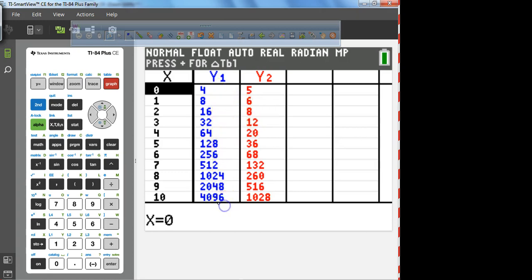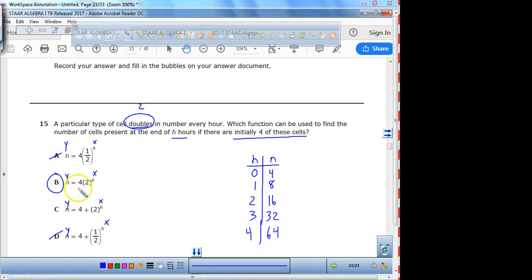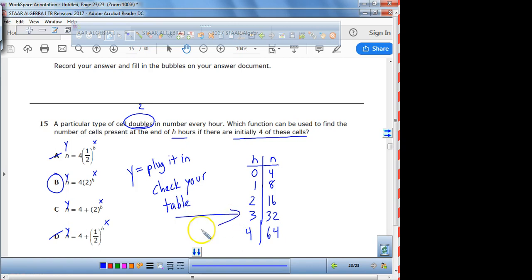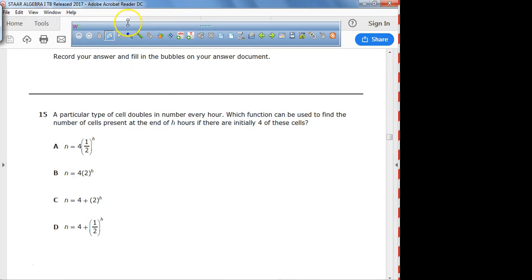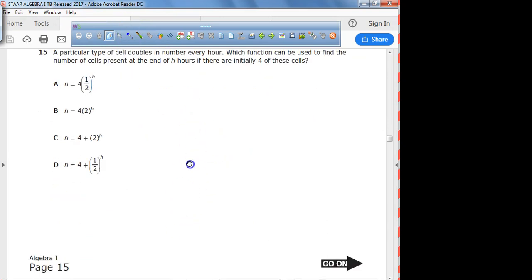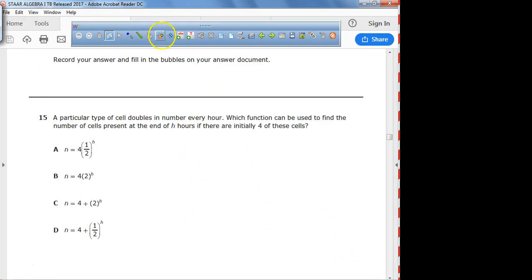This one. So what can you do in these type of problems? Just hit y equals, plug it in, and then check your table. It's as easy as that. Okay, let's go on. We're going to continue to go on.